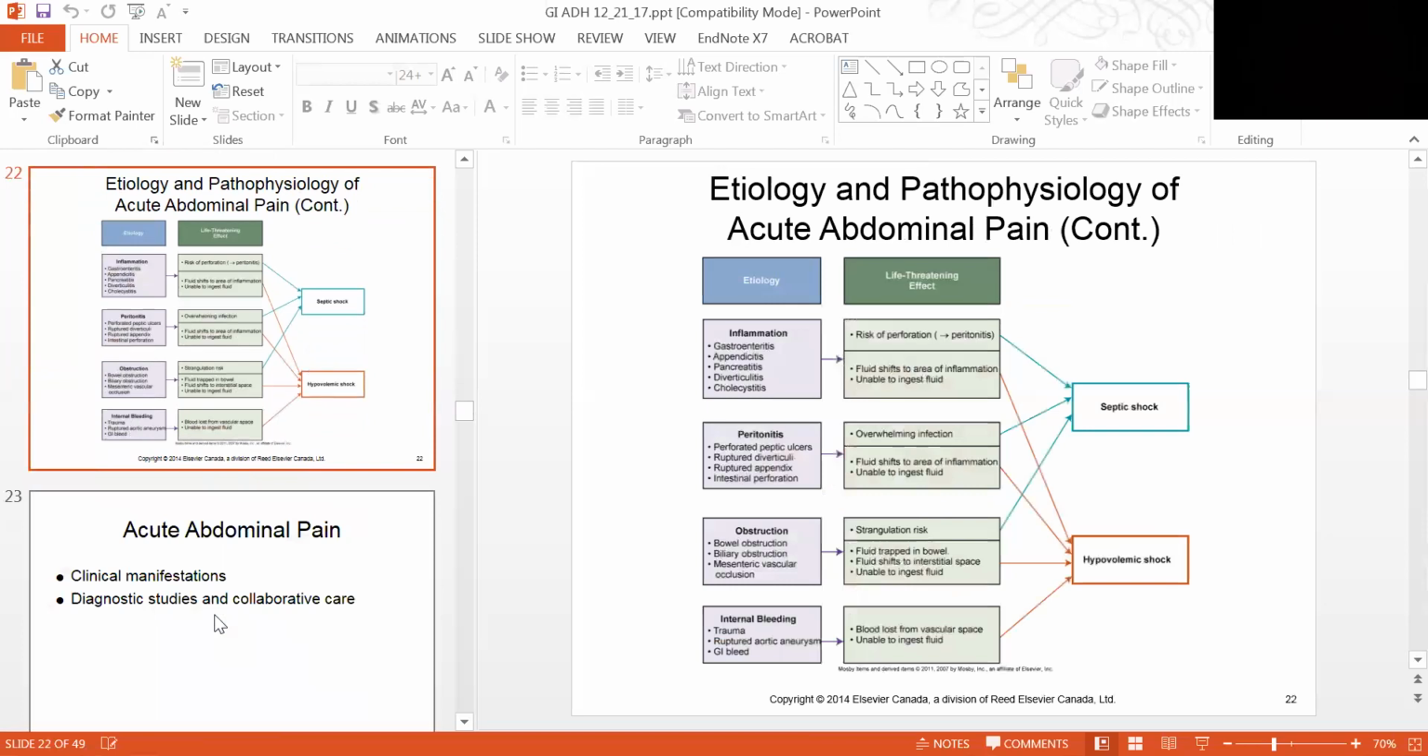And so, just another flow chart of what happens with acute abdominal pain. It's broken down into inflammatory processes, peritonitis, which is also inflammatory or infective, obstruction, mechanical obstruction, and internal bleeding.